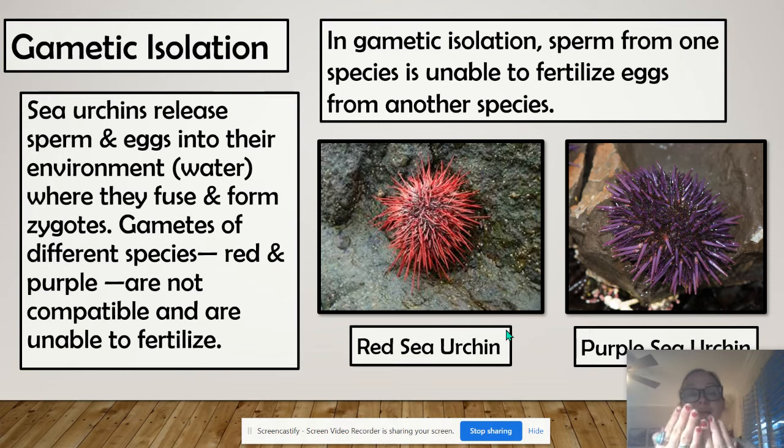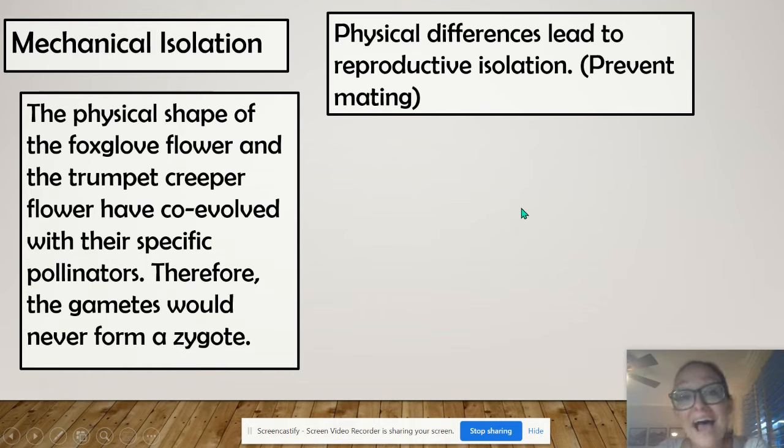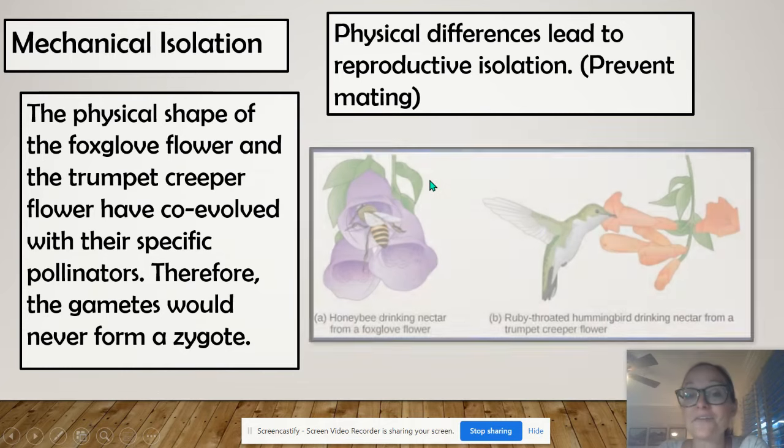Well, there's some kind of chemical barrier on the egg that, let's take the red sea urchin. The eggs released into the water will not allow purple sea urchin sperm to enter. So there's a chemical barrier that will only recognize its own species' sperm to fertilize and form a zygote. So that would be gametic isolation, and pretty important in water or wind pollinated species, where you'd have random mating. And then we have our last prezygotic barrier, called mechanical isolation.